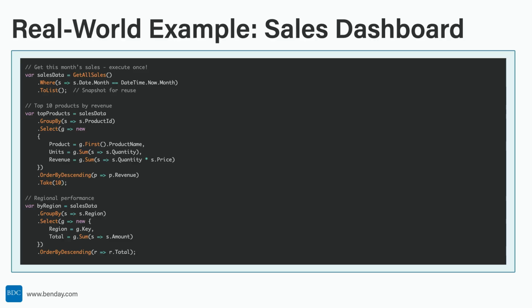Here's a sample that pretty much could be from production code. We execute the filtered query once with ToList, then use that snapshot for all our calculations. Multiple GroupBy operations, aggregates, rankings, all building on the same data. ToList at the top means getAllSales only runs once, no matter how many analyses we do below. See how readable this is? That's the power of LINQ. Complex data analysis that reads almost like English.